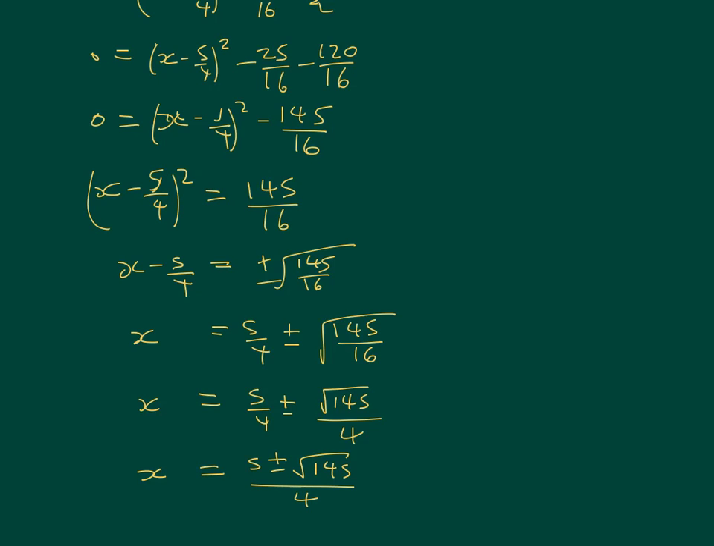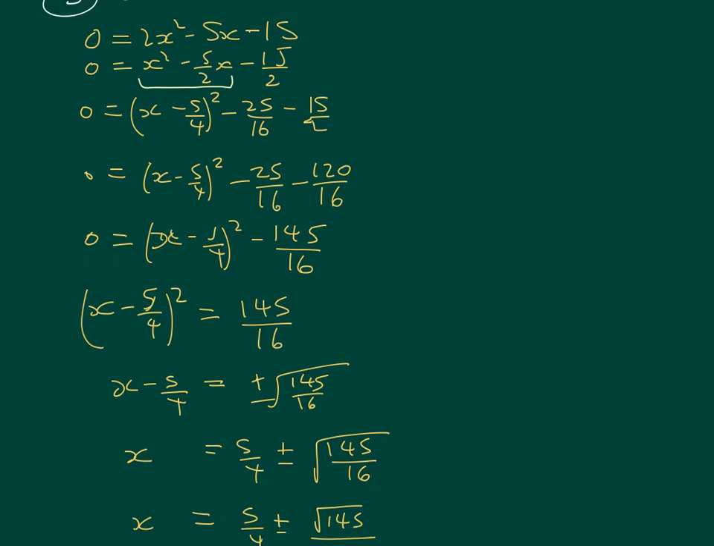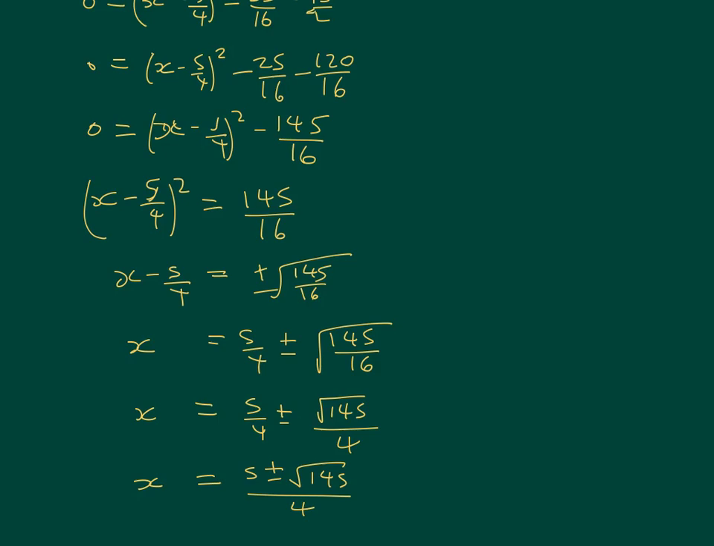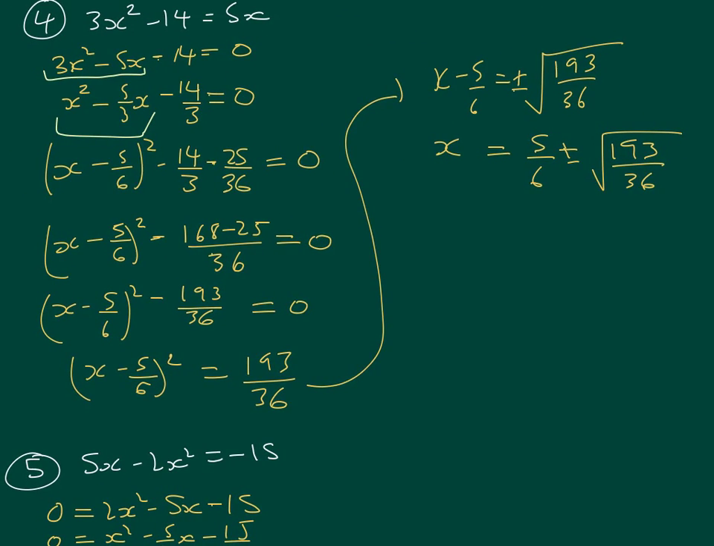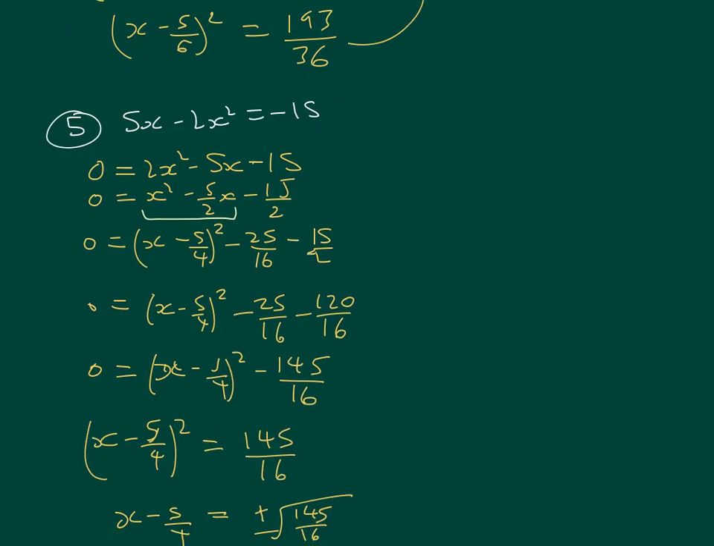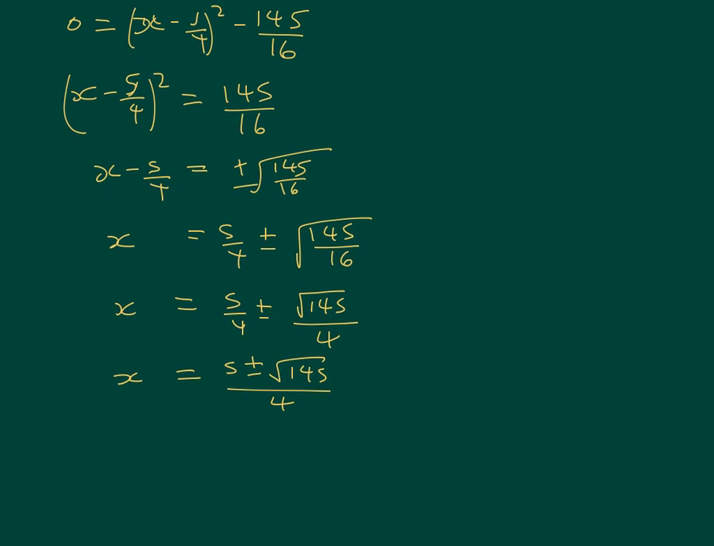And in fact, we could have tidied up almost all of our previous examples, such as this one here. We could have made this 6, and it would be 5 plus or minus root 193 over 6. But it doesn't really matter either way, we're going to get two solutions. I'm just going to do plus or minus. So if we just concentrate on our last one, of 5 plus or minus root 145 over 4. Obviously give us two solutions.